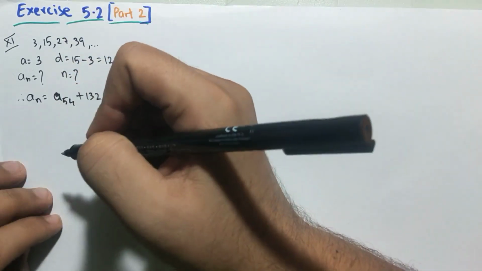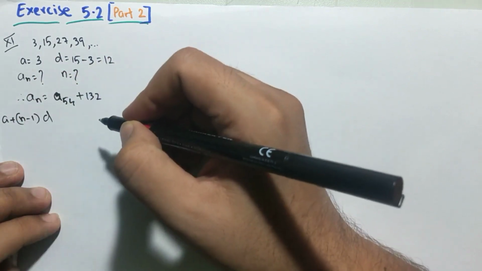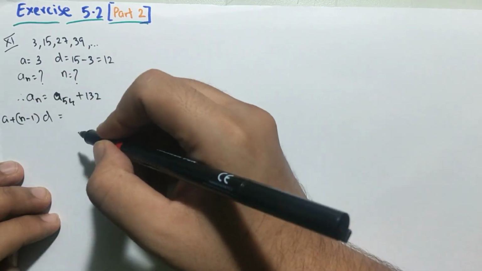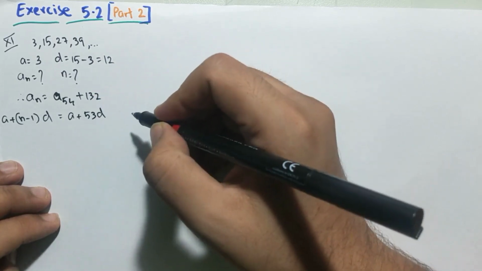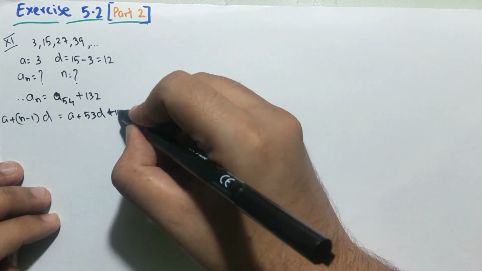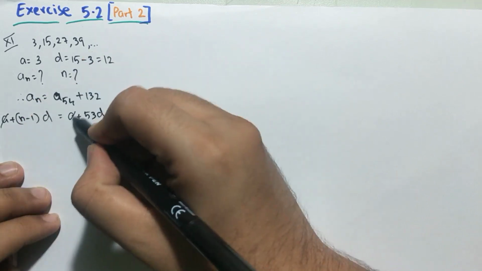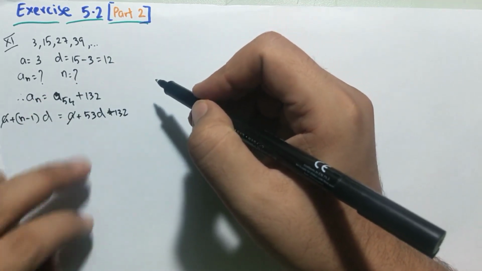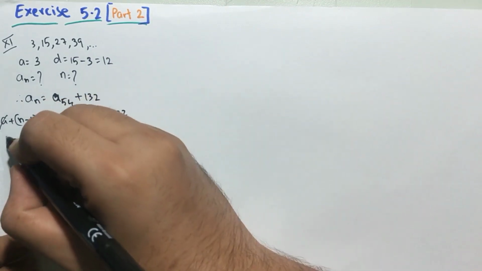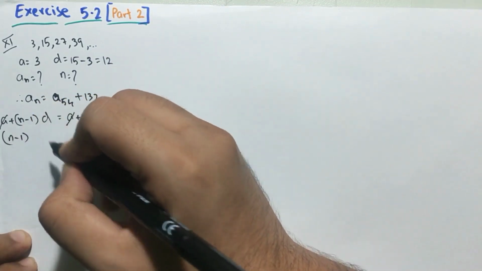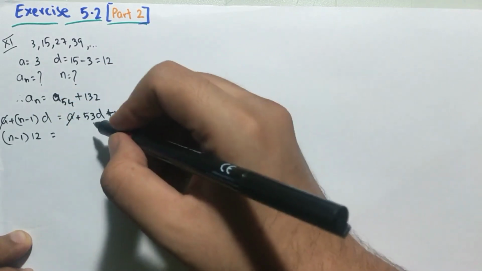Now, what is the formula of an? That is a plus (n minus 1) d. This is the formula of an. What is a54? That is a plus 53d, plus 132, which was already in the equation. This a and a will cancel out, a on both sides will get cancelled out. We don't know n, we have to find this n, so I'll keep that in bracket only. And what is d? d is 12. So this will be (n minus 1) into 12.